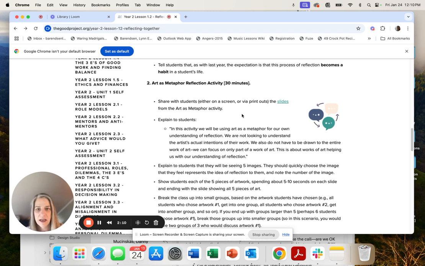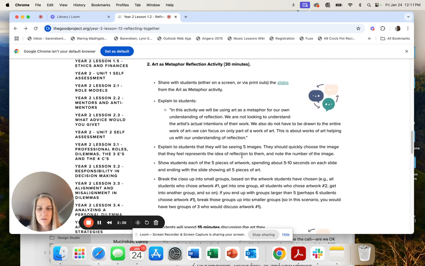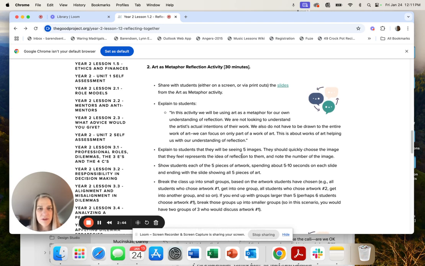So that's the opening, and the bulk of this lesson is spent in an art as metaphor reflection activity. Before I pull up the slides, I want to emphasize that the activity uses art as a metaphor for one's own understanding of reflection. They're going to see 5 images and quickly choose the image that they feel most represents the idea of reflection to them. Give them maybe 5 to 10 seconds on each, and ask them to choose one that really speaks to them. Then you're going to put them in small groups and ask them to discuss why it speaks to them in terms of reflection.